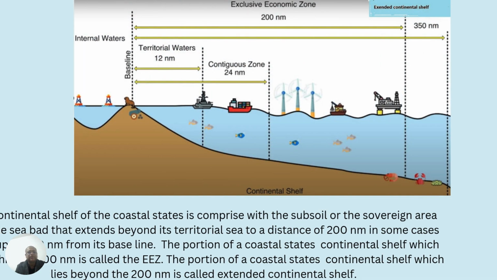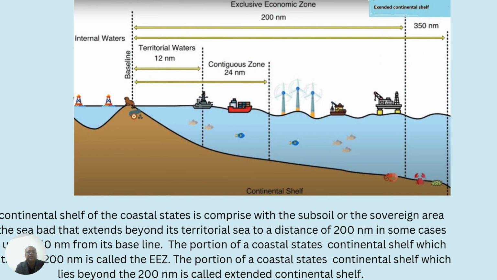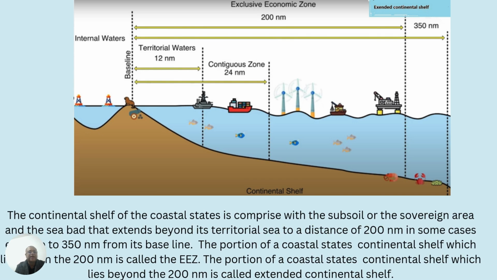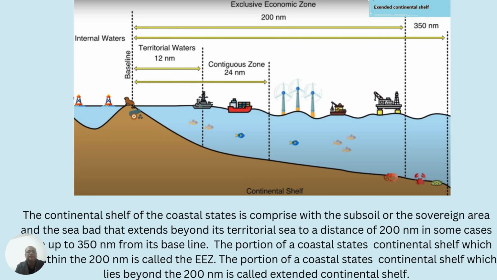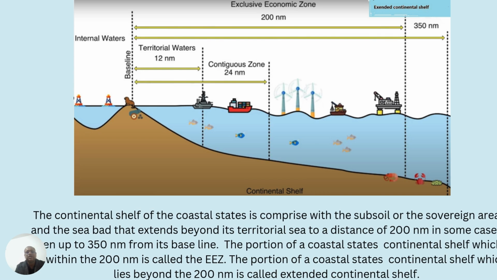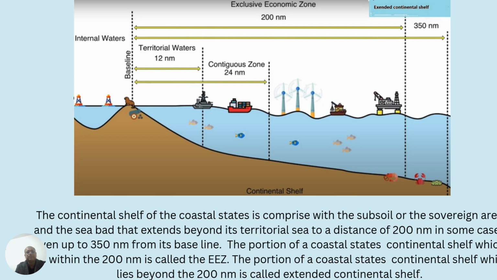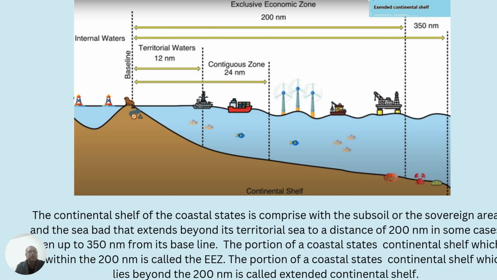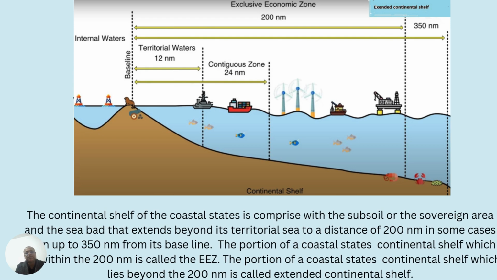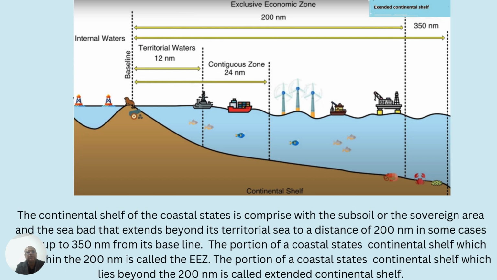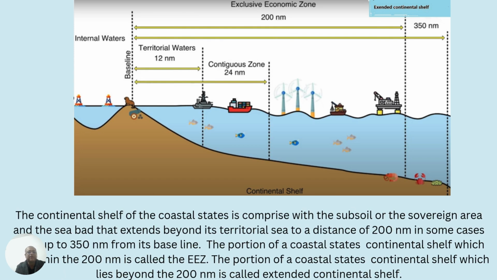Continental shelf. The continental shelf of a coastal state comprises the subsoil and the seabed of the sovereign area that extends beyond its territorial sea to a distance of 200 nautical miles, in some cases even up to 350 nautical miles from its baseline. The portion of a coastal state's continental shelf which lies within the 200 nautical miles is called the EEZ. The portion that lies beyond the 200 nautical miles is called the extended continental shelf.